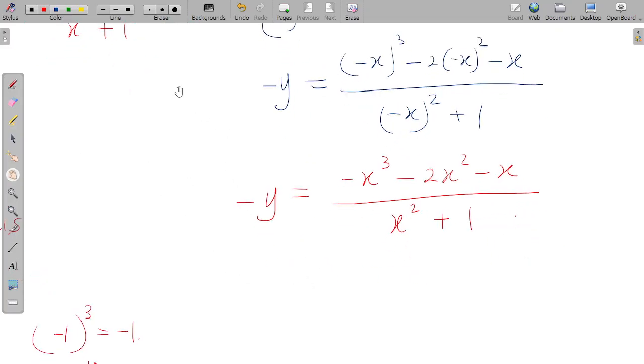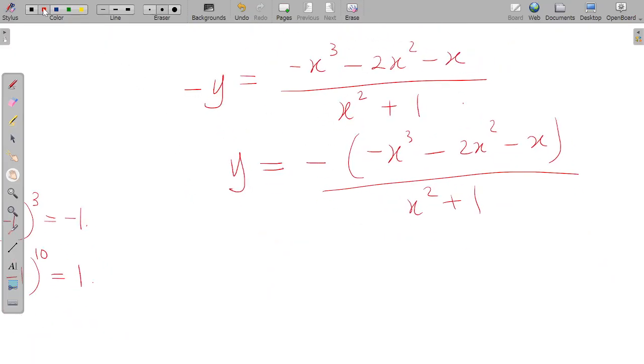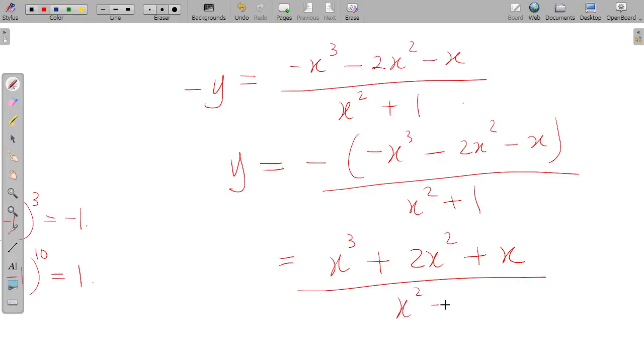Okay, let's multiply through by negative y. If you multiply by negative y, then we are going to have negative 1 rather. Then we are going to have this. The negative will come up. x cubed minus 2x squared minus x, all over x squared plus 1, and that will give us positive this, also positive this, all over x squared plus 1, which is equal to y.